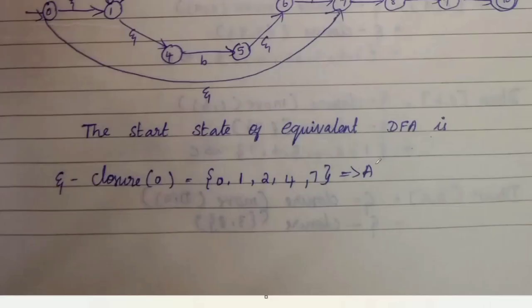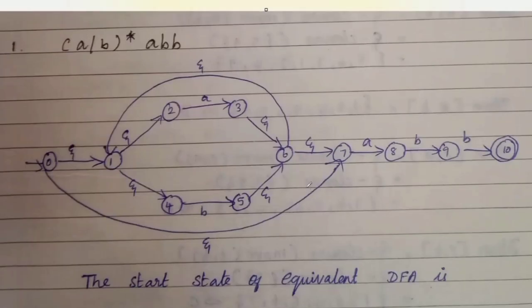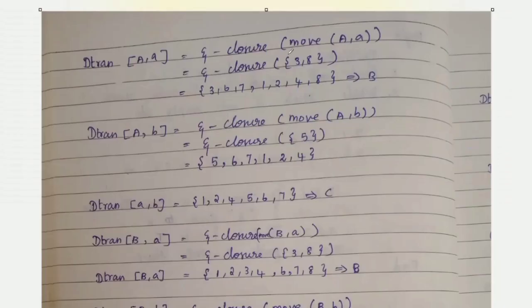From state A, we have the set of numbers 0, 1, 2, 4, 7. Of these, 2 and 7 lead to 3 and 8. The remaining ones are epsilon transitions. Look at the transition diagram. State 2 seeing symbol a reaches 3. State 7 seeing symbol a reaches 8. Here you write move(A, a) is {3, 8}. That is epsilon closure of {3, 8}.